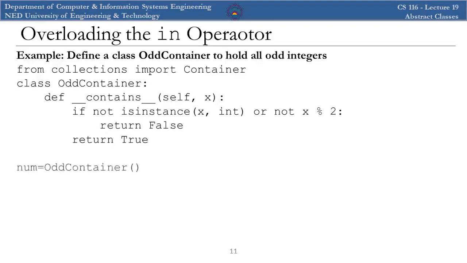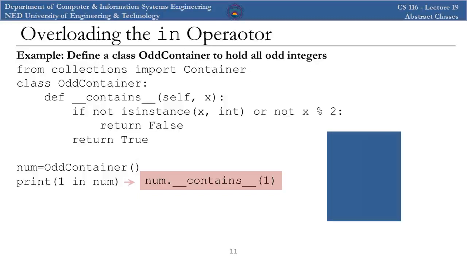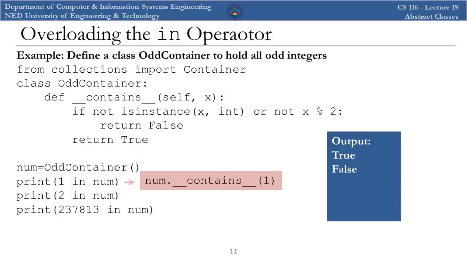Now let's run some test code. I am instantiating an object of OddContainer type, and I'm calling it num. And here I'm using this in operator, 1 in num. We know how this statement will decompose. It will decompose into this: num will call that dunder __contains__, and this 1 will be passed as an argument to it. So that means 1 will replace x. So 1 meets both the conditions. 1 is odd and 1 is an integer. So it should print true. Here it is. Similarly, if I pass it 2, it should print false. And if I pass this number, this is again an odd number and it's an integer too, so it will again print true.